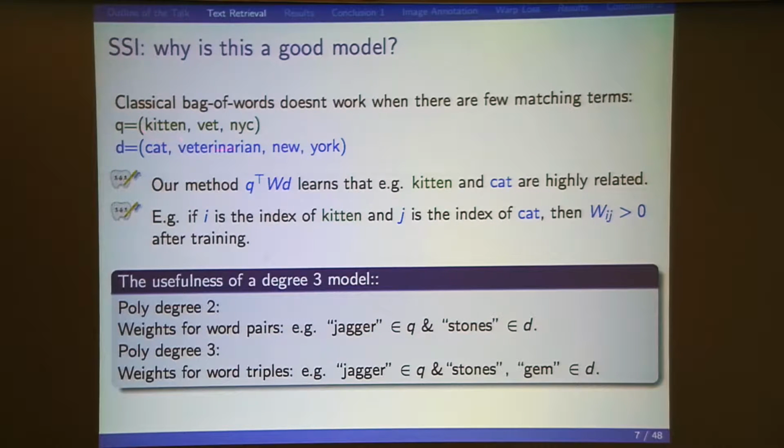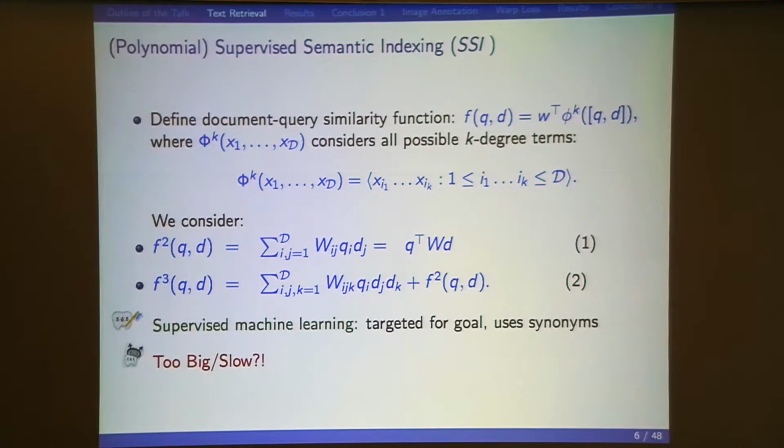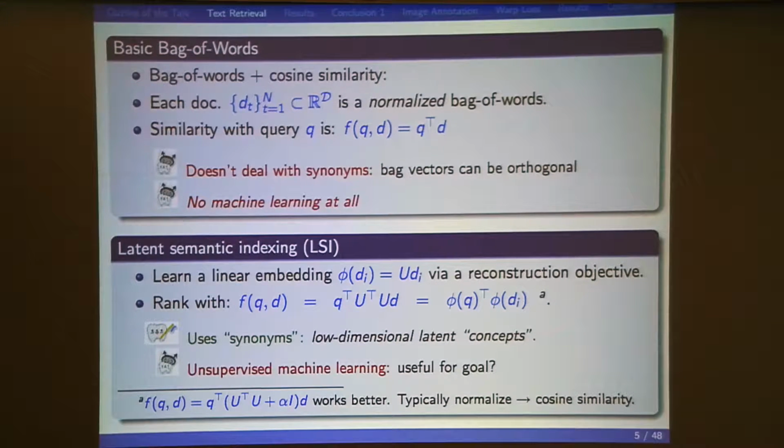For example, supposing the query was kitten vet NYC and the document was cat veterinarian New York, then you don't actually have any match at all, right? You have a score of 0 because there aren't any words that match if you didn't deal with the synonyms. So that's what something like latent semantic indexing can try and fix, right?